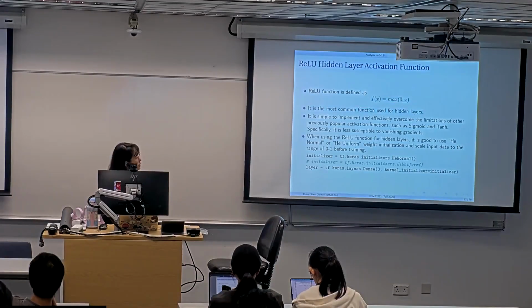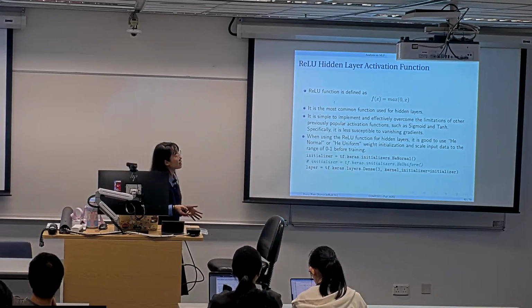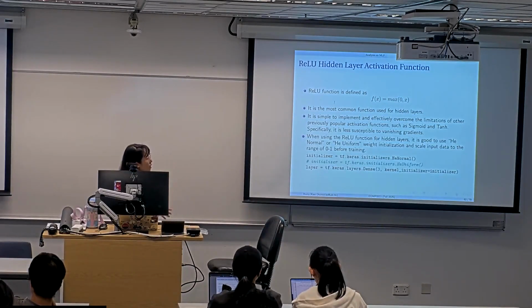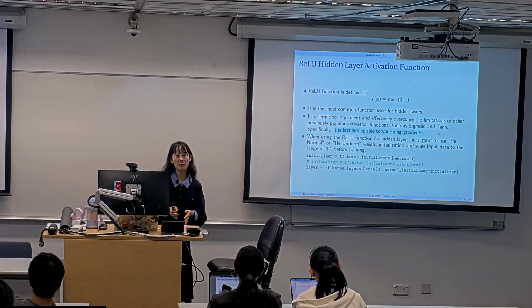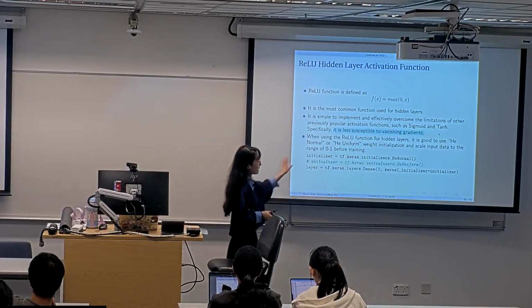It's simple to implement and effectively overcomes the limitations of some popular activation functions such as sigmoid and tanh. Specifically, ReLU is less susceptible to the vanishing gradients problem. You may immediately ask why.